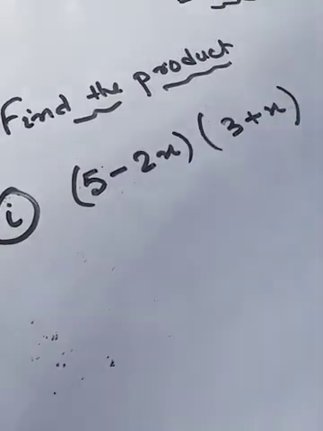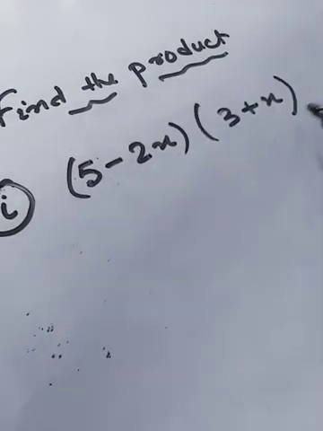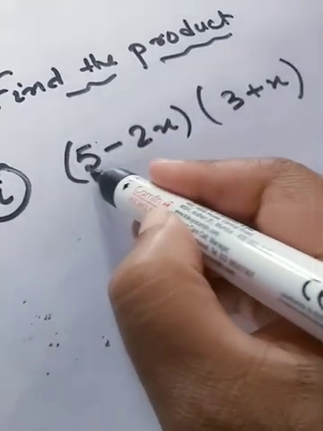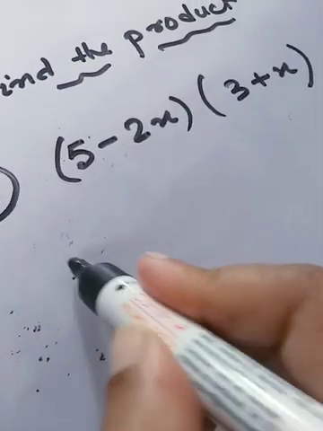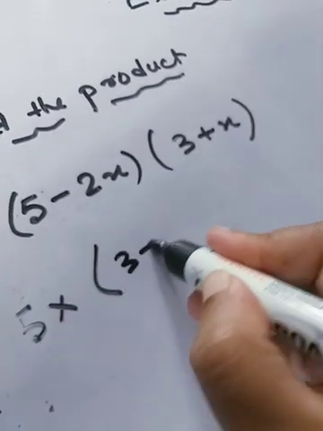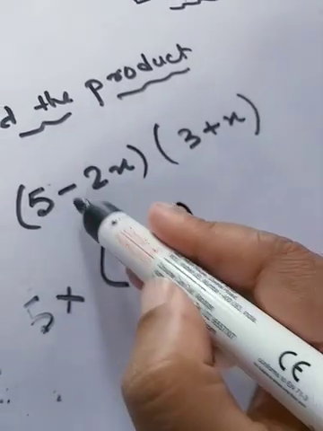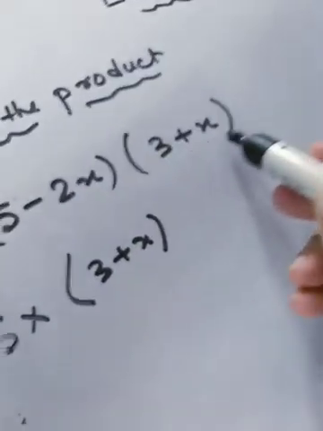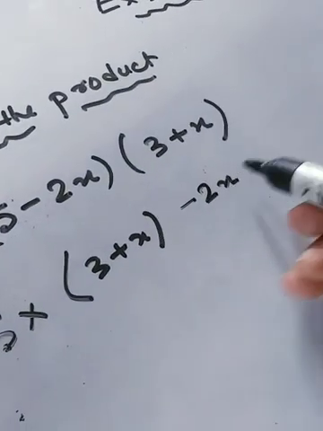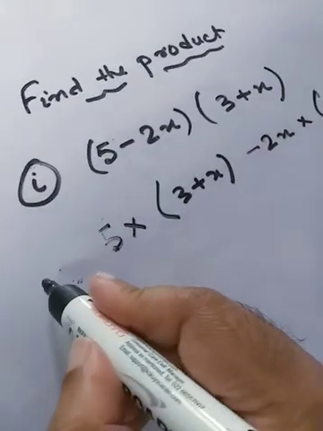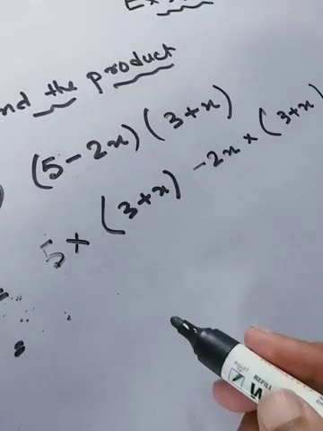Now when we multiply binomial with binomial, what is the first thing that you have to do? You have to multiply this term with this whole binomial. That is how to write it down. First you learn to write 5 into this whole binomial. And what is the second term given? Minus 2x. With this minus 2x also you have to multiply this binomial, that is minus 2x into 3 plus x. So this is the first step, which is very important.